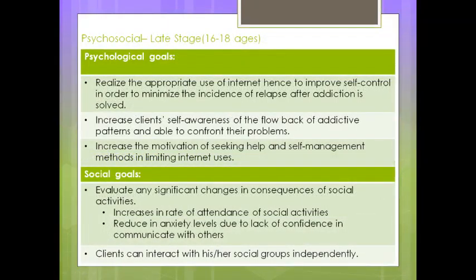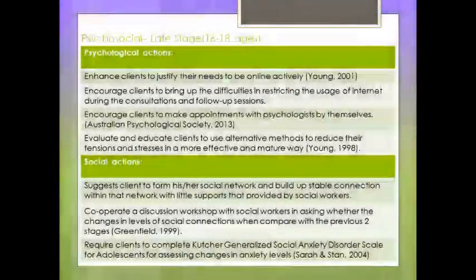In the late stage, the goals aim to minimize the incidence of relapse by realizing the appropriate use of the internet, being aware of the throwback of addictive patterns and behaviors, and being able to confront the problems with therapists, develop self-management methods in limiting internet use, evaluate any significant changes in social activities, and interact with their social group independently.